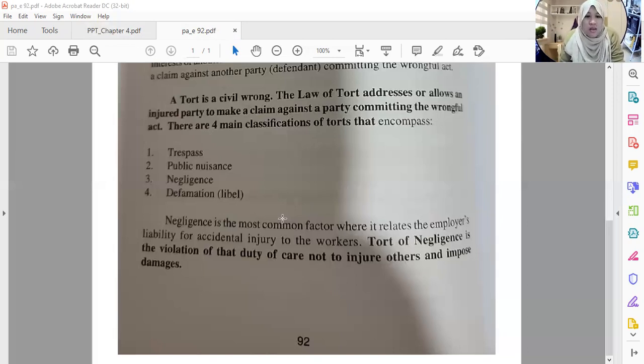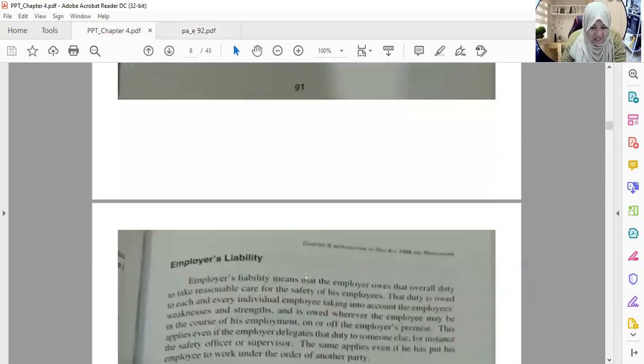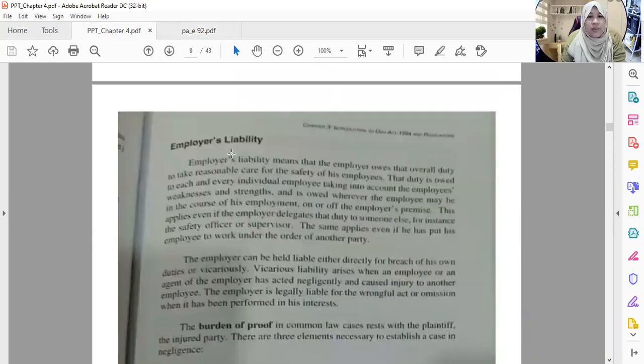So they say here, the duty of the employer is to make sure that they take care and do not injure others and impose damages. Now we are moving to the topic on page 93, which is supposed to be 92, together with us. So what is the employer's liability? What is the responsibility of the employer?